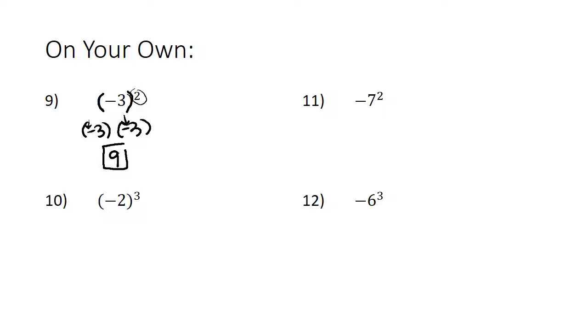For number 10, again, this is inside parentheses, so we're just going to multiply negative 2 three times. So we have negative 2, negative 2, and negative 2. When we have negative 2 times negative 2, we're going to end up with a positive 4, because a negative times a negative gives us a positive. And that's going to be times that negative 2 that we haven't touched yet. So that's 4 times negative 2, which gives us negative 8.